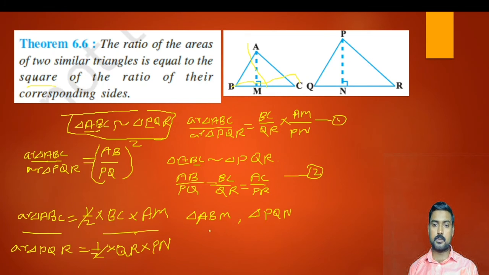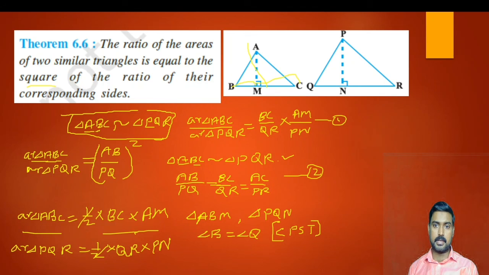How is it possible? Because angle B is equal to angle Q. Why is angle B equal to angle Q? Because triangle ABC is similar to triangle PQR, corresponding parts of similar triangles, CPST. What are the similar triangles? ABC and PQR. Their corresponding angles are B and Q. So understood?